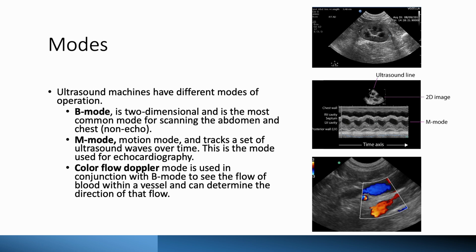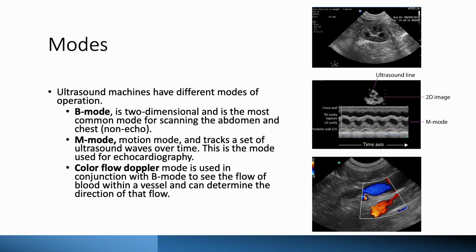The second mode on here is called the M mode, and the M stands for motion. And this tracks the movement of something over time. And this is what we use for echocardiograms when we're looking at the contractility of the heart, or how well the chambers are dilating and contracting. And so we can see that movement over time. The time axis is demonstrated there.